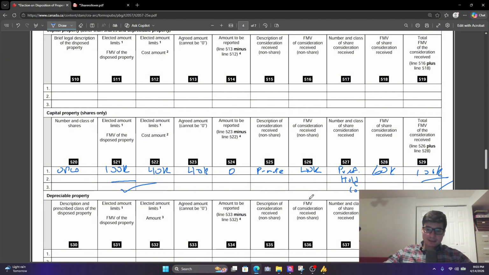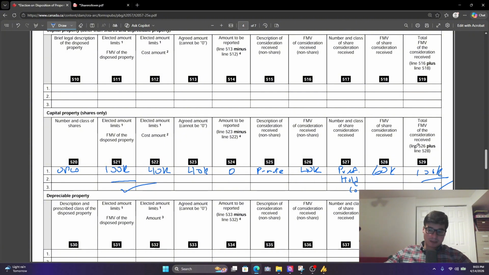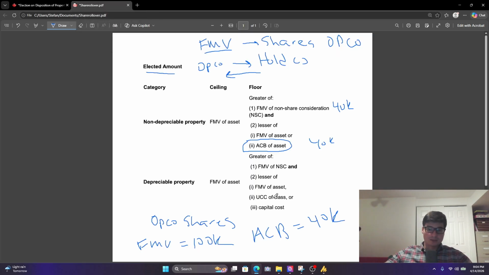You don't need to have a non-share consideration. This could be 0 and this could be 100,000 and this would still be correct. But the reason why you have non-share consideration or a boot is because you can easily get that money back tax-free. So when you are looking at this and you do the transfer, your ACB of this preferred share will be your elected amount minus your fair market value of the boot.